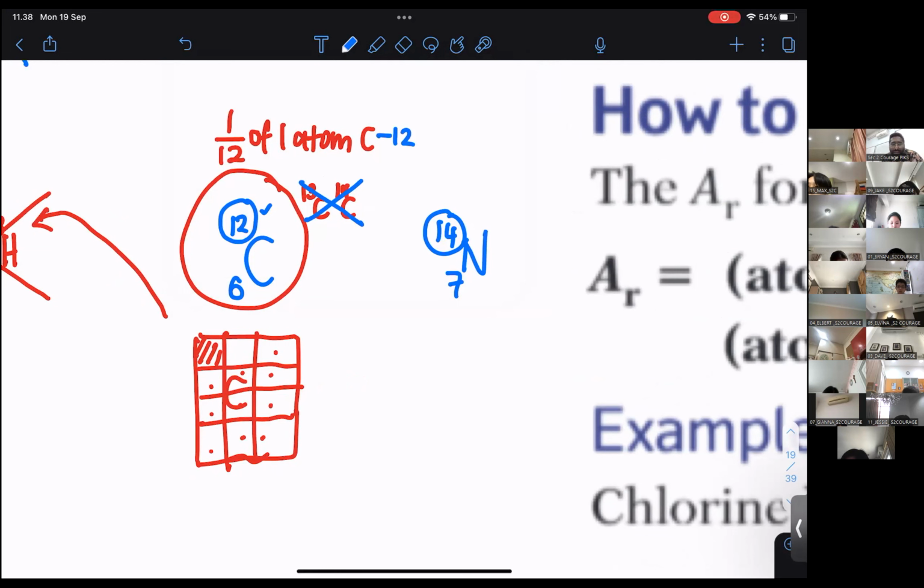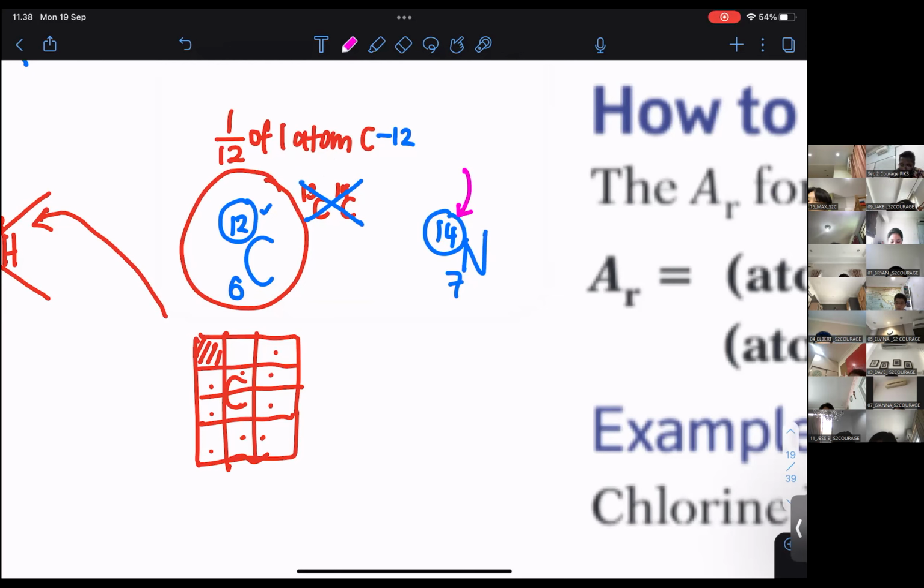That's why they say that anything is going to be referred to 1 over 12 of one atom of carbon 12. So what does this mean? If you have 14, nitrogen, nitrogen is supposed to be 14 times heavier than one atom of hydrogen. But you just need to change. Nitrogen is 14 times heavier than 1 over 12 of one atom of carbon 12. So same, you just need to times by 14. That's the meaning.